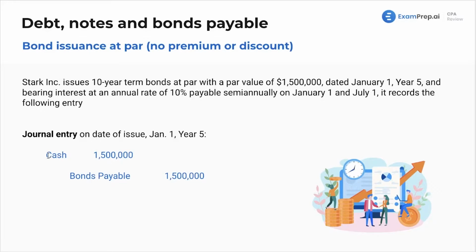Like I showed you before, you're receiving cash of $1.5 million. You're going to owe cash of $1.5 million. So that's a credit to a liability. This is, keep in mind, the journal entry at issuance, right? This is at issuance, January 1st. We issued at January 1st. If it asks what's the journal entry at July 1st, well, that's a different story. We're going to deal with some interest.